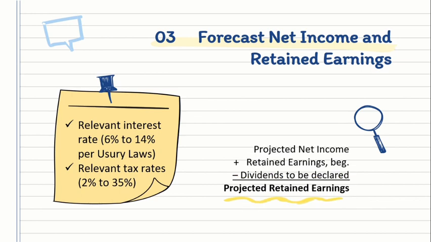So, to get the projected retained earnings, we have to add our projected net income and our beginning retained earnings, then subtracted by our dividends to be declared. So, kani siyang formula is magamit na siya if corporation ka, kay nakay retained earnings.